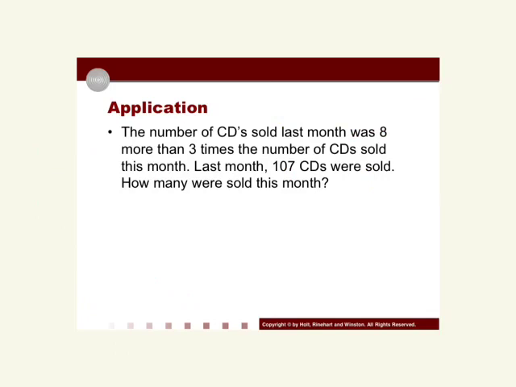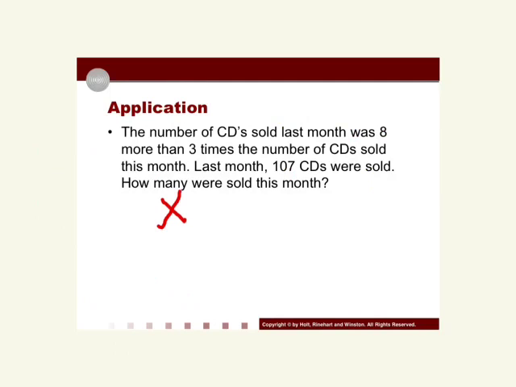Here's an application problem. It says the number of CDs sold last month was 8 more than 3 times the number of CDs sold this month. Last month, 107 CDs were sold. How many were sold this month? This may sound a little confusing, but why don't we narrow it down? What we're trying to find is how many CDs. Well, that will be our variable x.